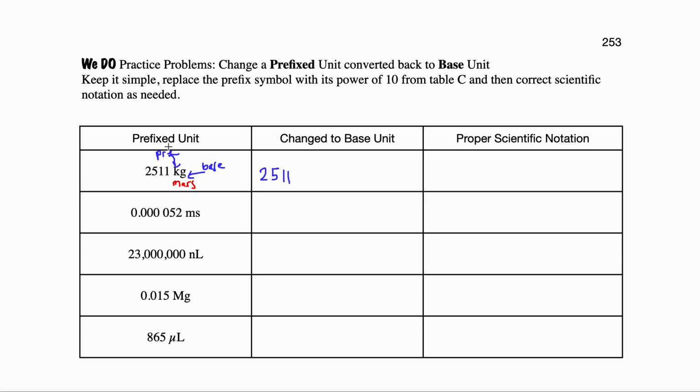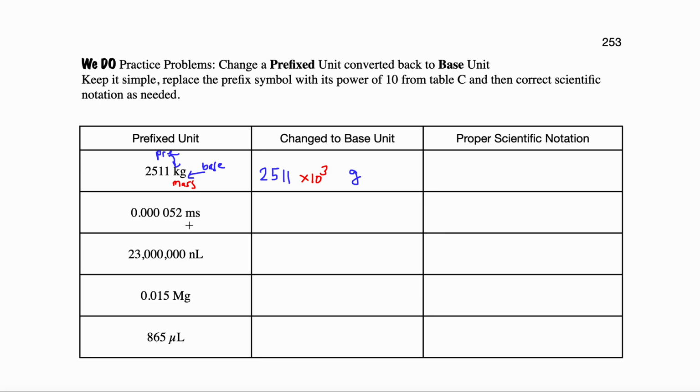So what I do is for the prefix k, I go to table C. I see that k stands for kilo, and its power of 10 is 10 raised to the third power. So now I've taken the kilo part out and replaced it with its power of 10, and I still have a unit of grams.